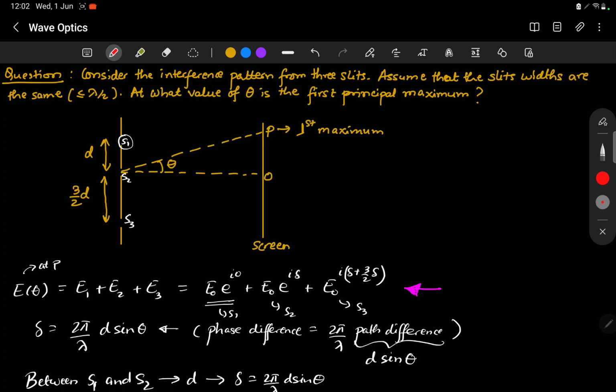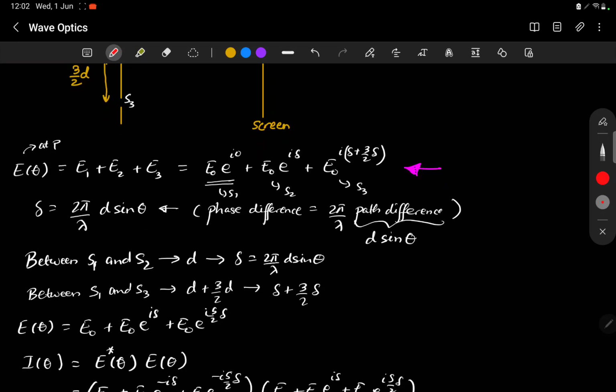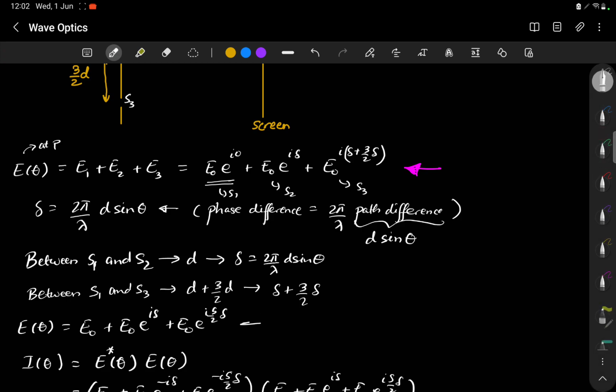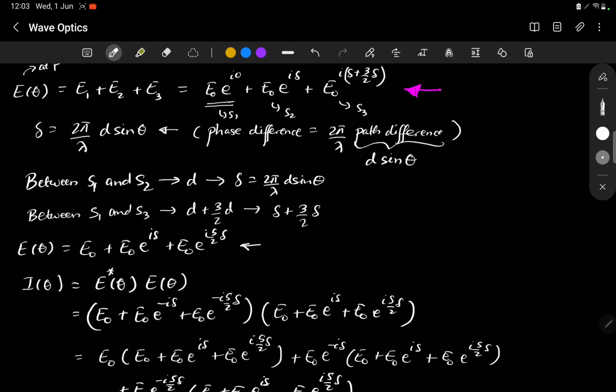and the path difference between S1 and S2 would be D sine theta. Similarly, the phase difference between S1 and S3 would correspond to the spacing between them, D plus 3 by 2 D, that is 5 by 2 D. So we will have delta plus 3 by 2 delta, that is 5 by 2 delta phase difference between S1 and S3. So here we have written down the phase difference between S1 S2, the phase difference between S1 S3, and then finally we write down the electric field at the point P at angle theta. This is the electric field contribution, and intensity is proportional to the mod square of the electric field.